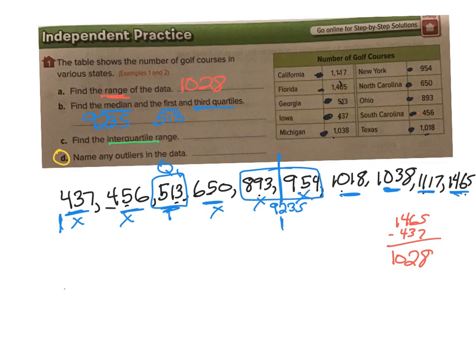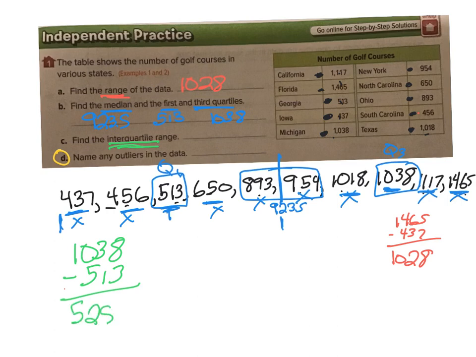Now, let's do the Q3, quartile 3. I take this one off here, this one off here, this one, and I'm left with 1038. And that is my Q3. Okay. Now, the way you find the interquartile range is you find the range of those third and first quartile. So you take 1038 minus 513, and you get 525.